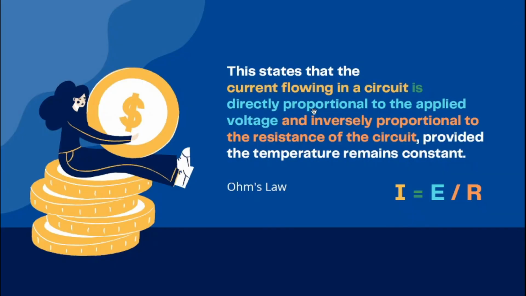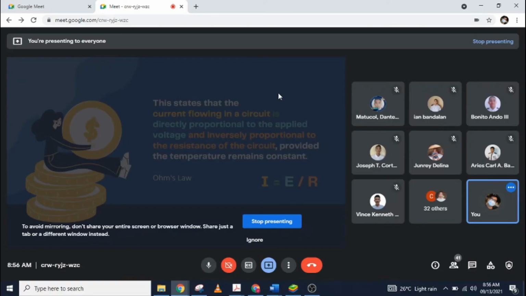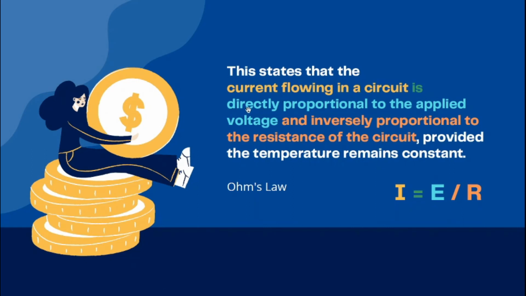So meaning ng directly proportional, class, whatever happens to the applied voltage, whether it's increase or decrease, the same thing will happen to the current. Whatever happens to the voltage will also happen to the current. When we increase the voltage, we also increase the current. So that's what is meant by directly proportional.